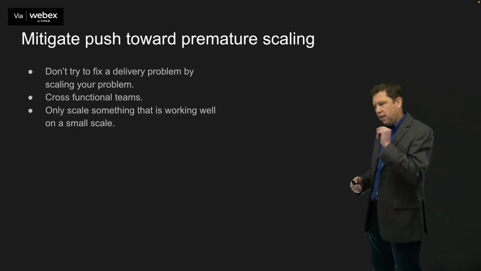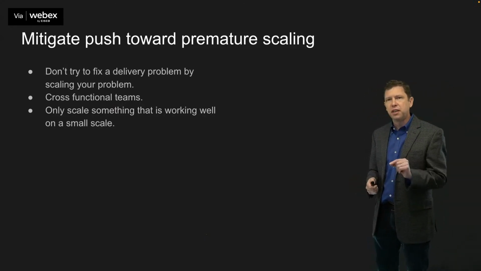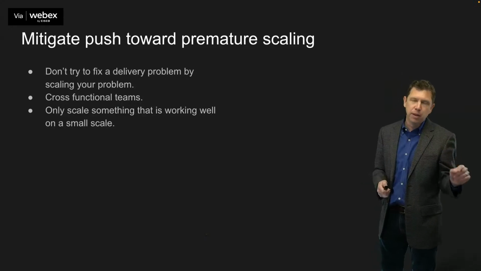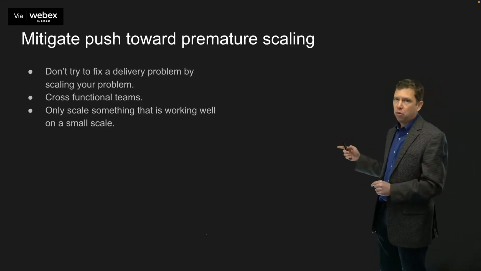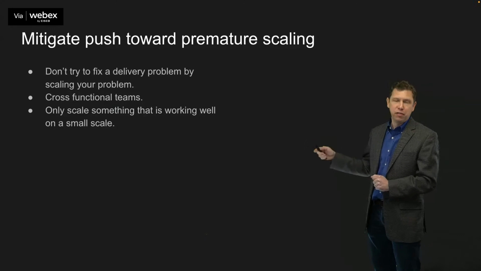However, it's very easy to underestimate what an efficient team of 5 people can do and overestimate what an inefficient team of 50 people are going to be able to do.